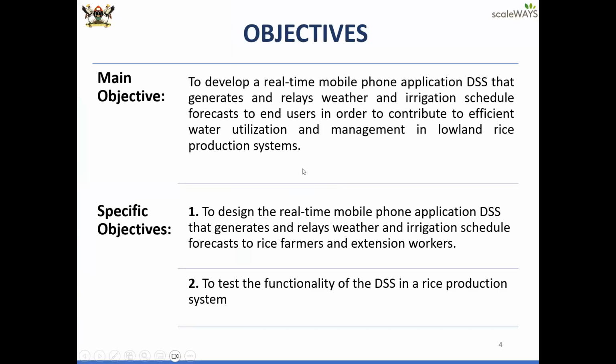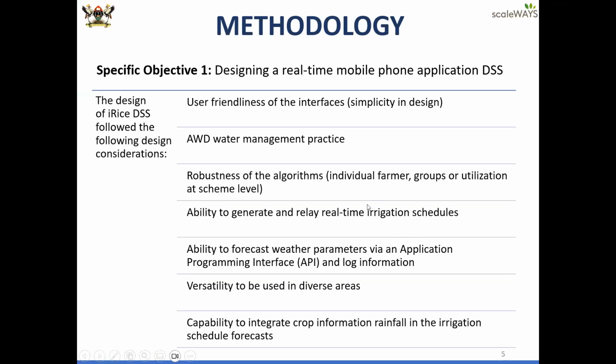So the objective of this study was to develop a real-time mobile phone application, decision support system, that generates weather and irrigation schedule forecasts to end users so that we contribute to efficient water utilization and management in rice production. Then the specific objectives: the first one was to design the real-time mobile phone application, decision support system that generates irrigation and weather schedule forecasts for farmers and extension workers, and also to test the decision support system in the rice production system.